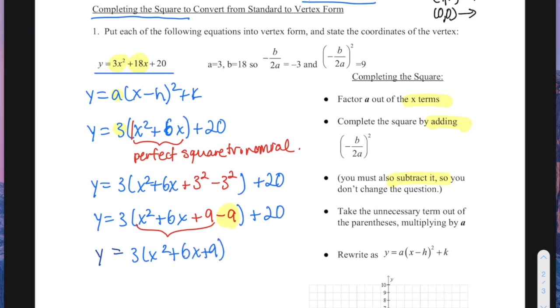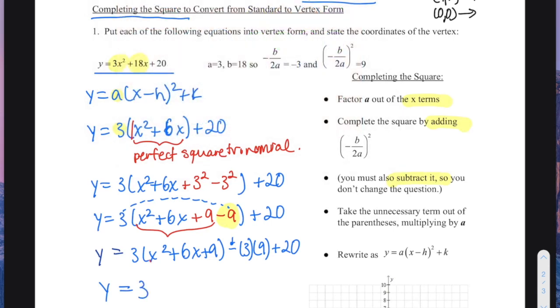But as you can imagine, as I take the -9 out of the bracket, I have to make sure that it's being multiplied by 3. Beware of the sign, so make sure that you're multiplying by -9 plus 20. We're almost there, guys. So we're going to do a lot of steps right now at once.